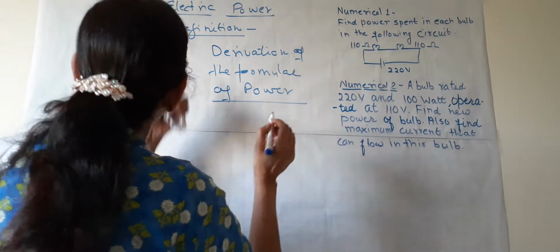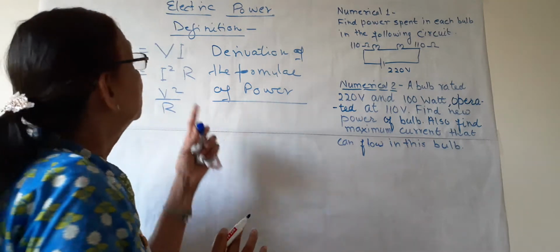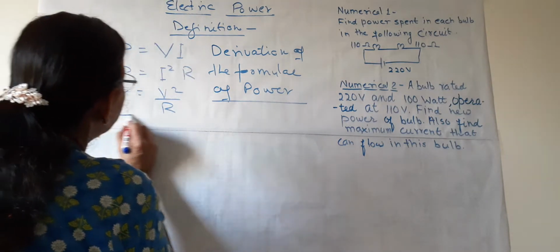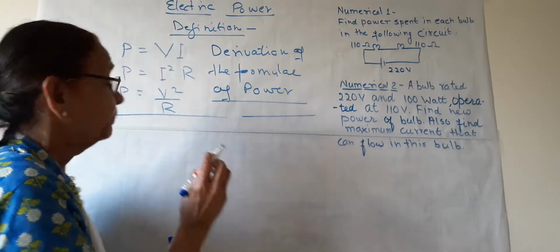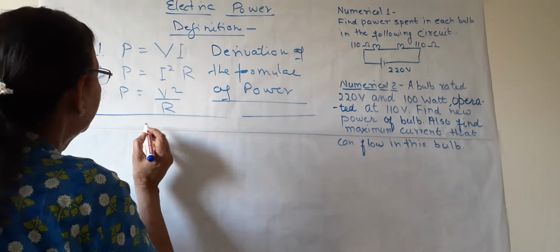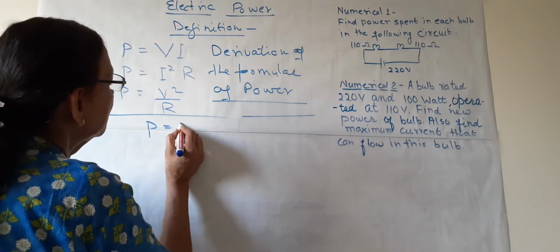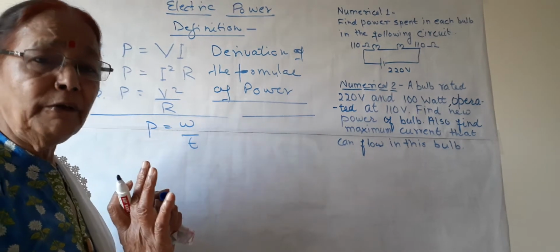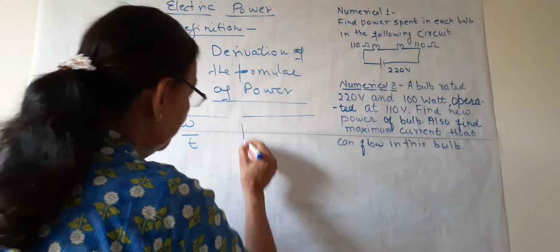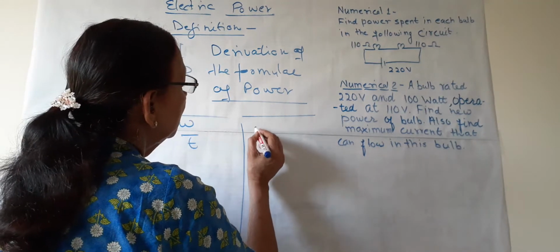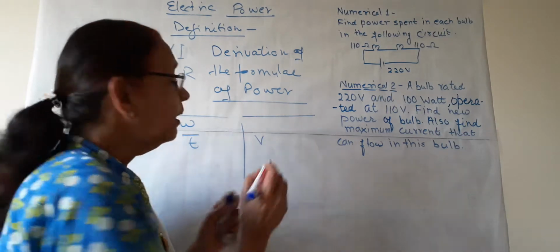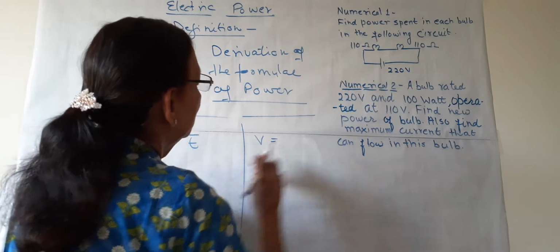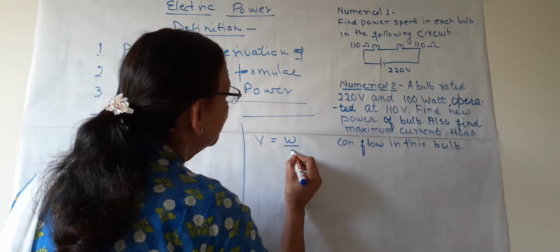So we have these three formulae, and we will derive them one by one. Starting the derivation, first I am writing the basic formula P is equal to W by T, work upon time. This is the basic formula of power. Now we know when we studied potential difference, V is equal to W by Q.